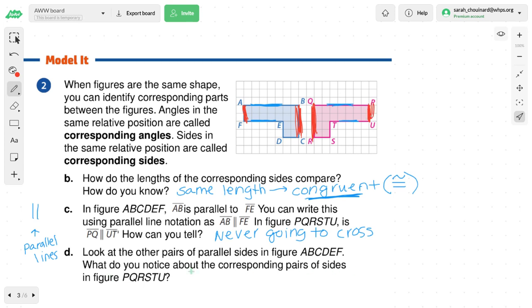So what do you notice about the corresponding pairs in figure PQRSTU? I'm writing this in blue because I want you to write this down. They are also parallel. So in shapes that are transformations of one another, lines are the same, angles are the same, and parallel sides stay the same as well.